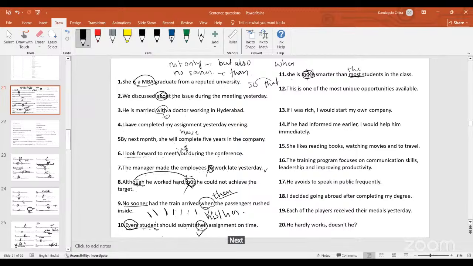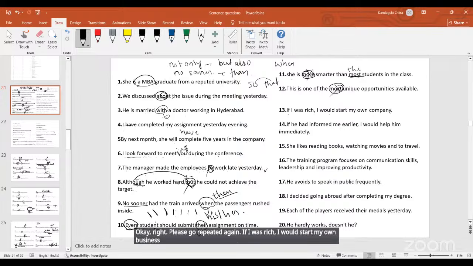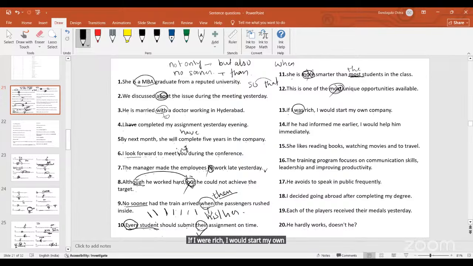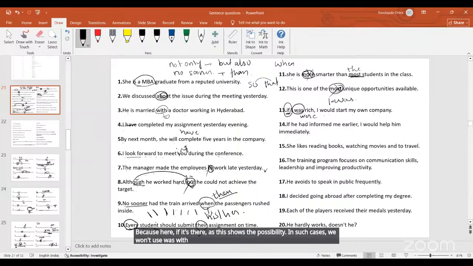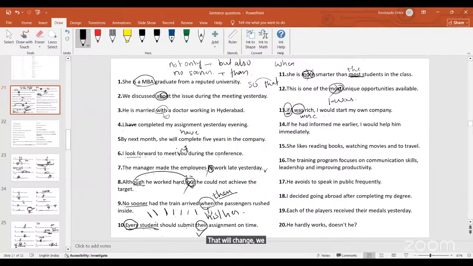Next, this is one of the most unique opportunities available. This is one of a unique opportunities available. So most no. Okay, right. This got repeated again. If I was rich, I would start my own business. If I were rich, I would start my own company. Yes, if I were rich. Okay, next. Because here, if is there, as this shows the possibility. In such cases, we won't use was with I, as that will change. We already discussed it previously.